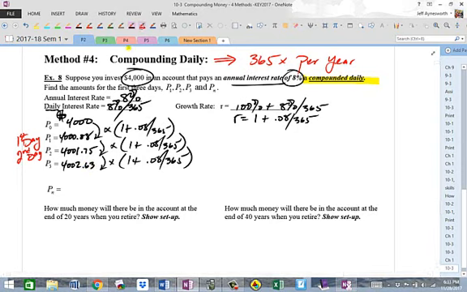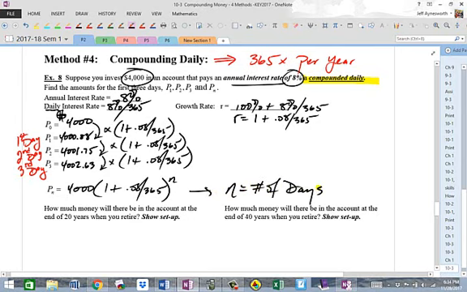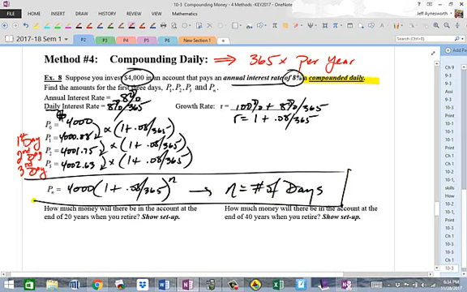Okay, so overall, what do we have? We take the initial investment, we multiply it by our growth rate, and we raise it to the nth power, where n this time equals the number of days that have passed. So you got to keep that in mind. There's your exponential growth model. And then after you do that, you can solve all kinds of problems, right?